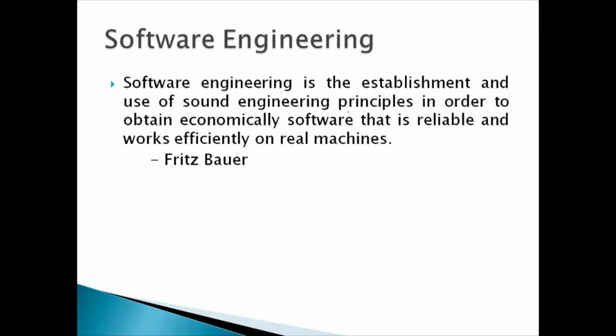So let us go through some of the definitions. Fritz talks about software engineering in terms of, that is, software engineering is the establishment and the use of sound engineering principles in order to obtain economical software. So this part is very important, that is software should be economic, that is reliable and works efficiently on the real machine. So reliability and efficiency are also important parameters in this definition.